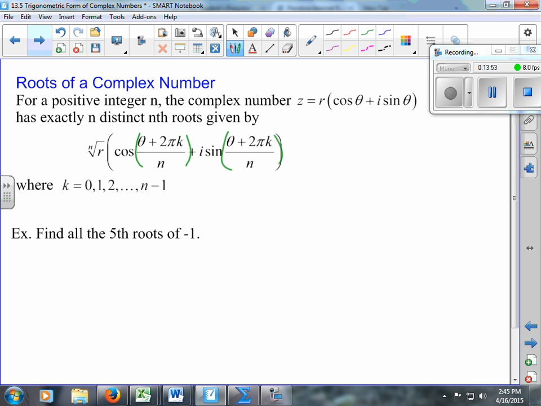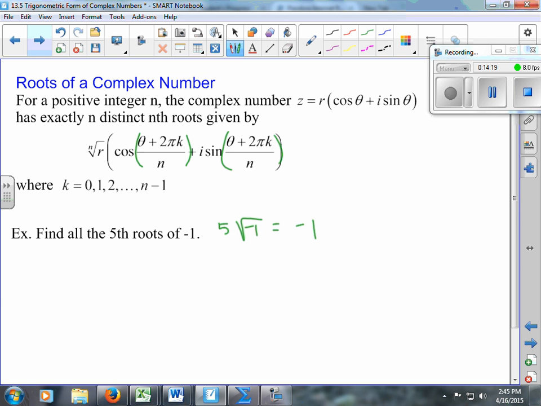Okay, so let me do an example here where I do the fifth roots of -1. Did you know there are 5 roots of -1? Normally, if we did the fifth root of -1, we would only find the answer -1, and that's because that's the only real answer. There are really 5 numbers that when you take them by themselves 5 times, you get -1, but the other 4 are complex. Okay, so let's find them all.